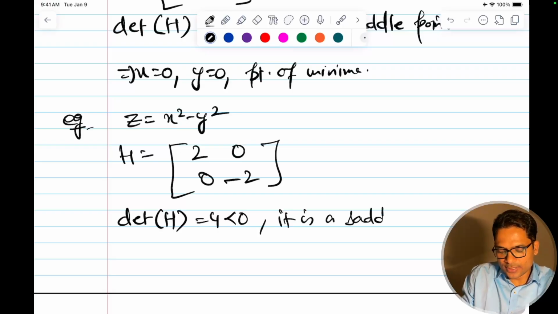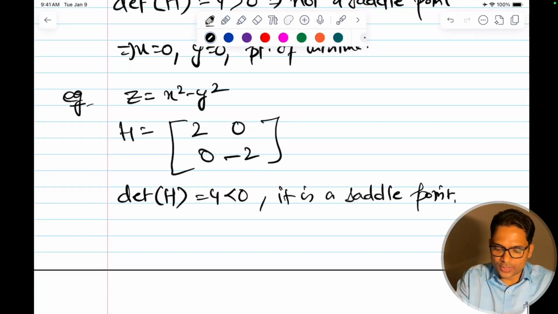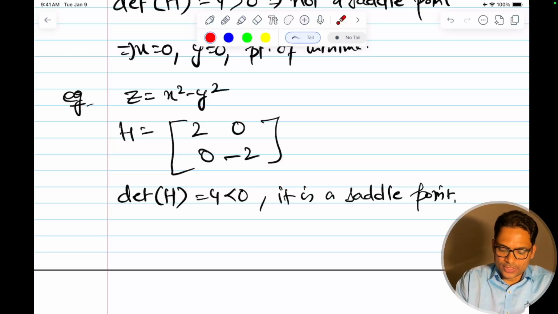What is a saddle point? The word saddle comes from the saddle that is used to sit on a horse, which is curved like this. I'll show you a saddle point. So the word saddle comes from there. And what is the unique thing about it? If you see here, I'm getting 2 positive against 1 and negative against 1.